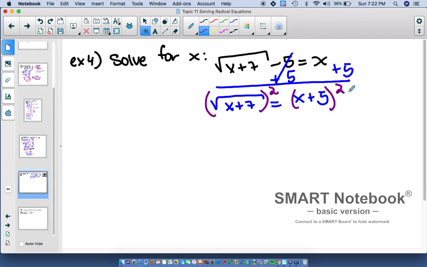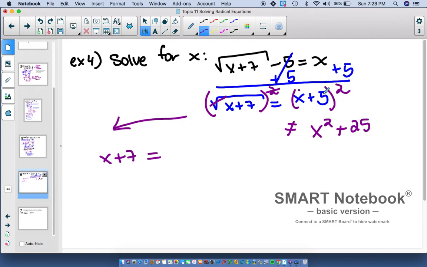Now, this is the annoying part. The left is fine because square root and squared cancel, so I'm going to go over here. x plus 7 equals, okay, x plus 5 squared. Guys, x plus 5 squared is not, and I repeat, it's not x squared plus 25. You can't just quote-unquote distribute the squared. It doesn't work that way, okay? So please make sure you don't write that. x plus 5 squared is the same thing as x plus 5 times x plus 5. It's the whole quantity squared.